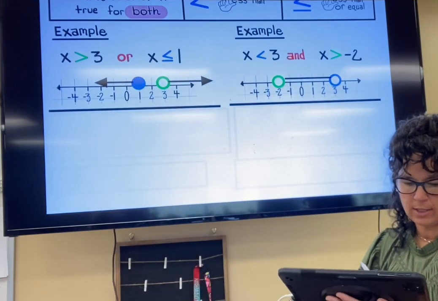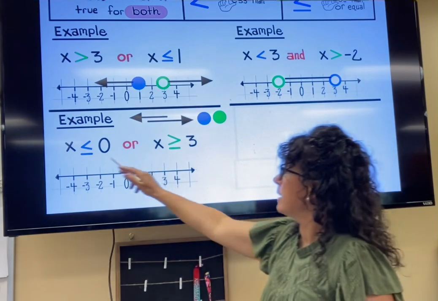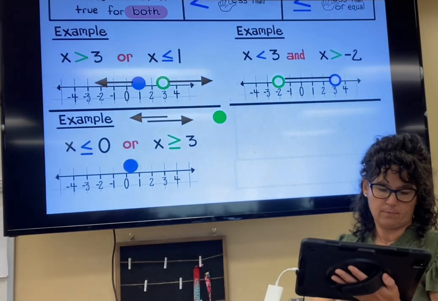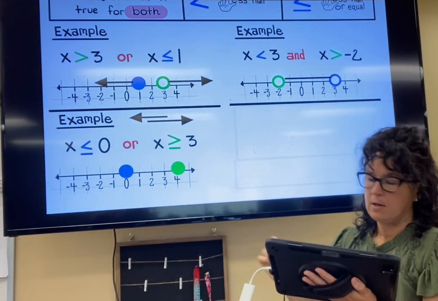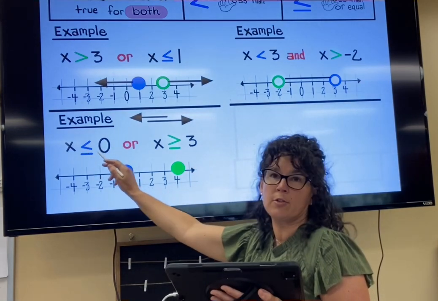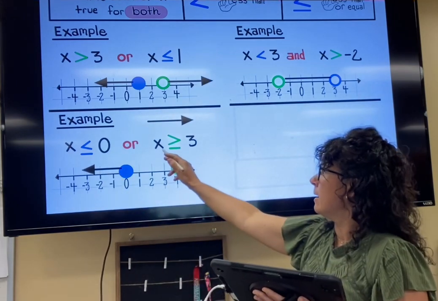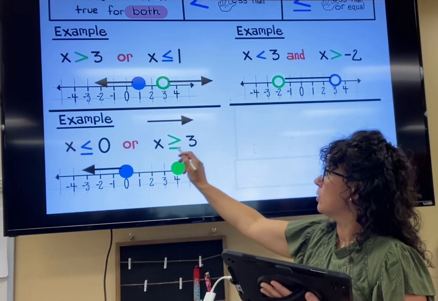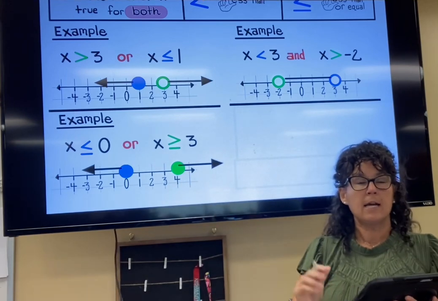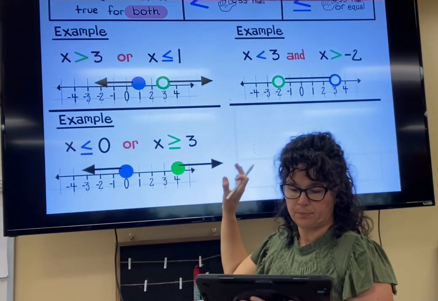Okay, so here are just 2 more examples. I'm gonna go to my graph, and because these are underlined, I'm gonna put solid dots at 0 and 3. When I'm reading that, my numbers are less than or equal to 0. So my numbers are smaller than or equal to 0. Numbers that are smaller than 0 are to the left. My numbers are bigger than or equal to 3. Numbers that are bigger than 3 are to the right. And again, or means it makes this one true or this one true.